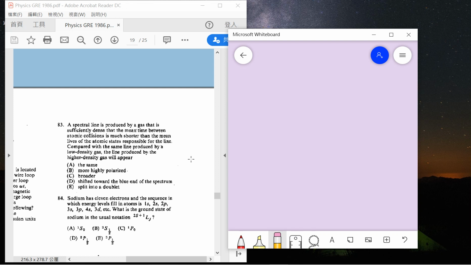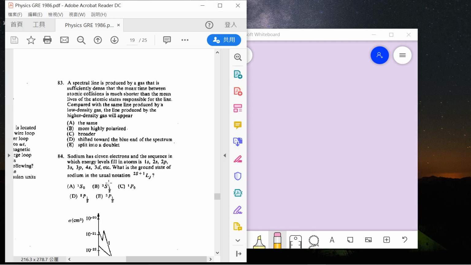The answer should be broader, right? If there's more density in a gas, then there will be a lot of energy levels which overlap, or you have more variety of energy levels, so you will have a broader spectrum. So the answer is C. And B, D, E are basically impossible. There's no reason that the line will be more highly polarized, and splitting into a doublet makes no sense, right?